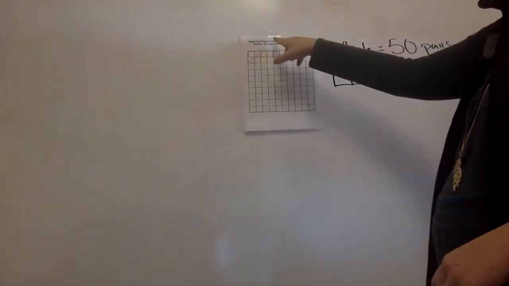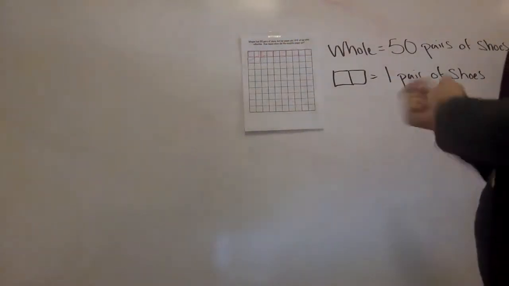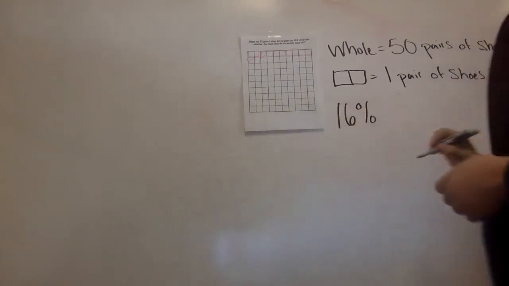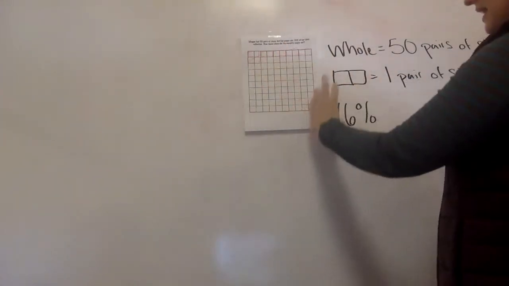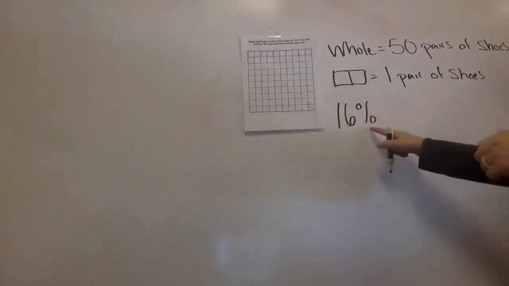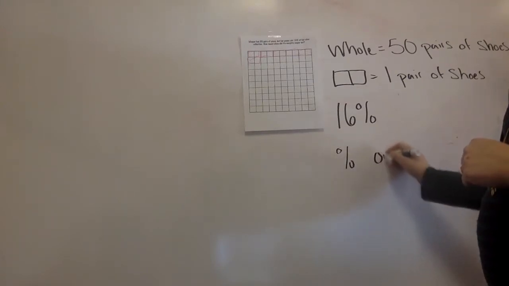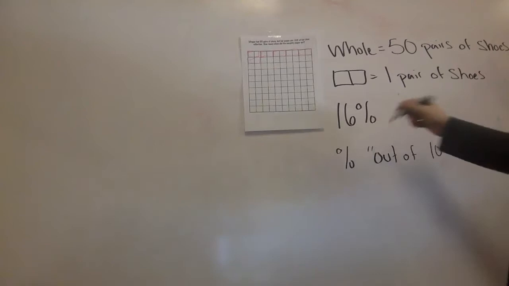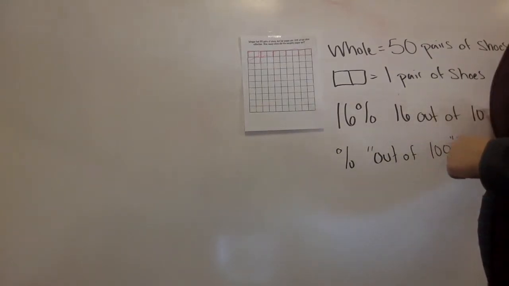Now let's think about what we want here. We are told that the puppy ate 16% of the shoes. So 16% of the shoes have been eaten. Now what I would like to do is shade in 16% of this grid. Now remember what percent means. Percent literally means out of 100. That's what percent means. So if I have 16%, this means 16 out of 100.